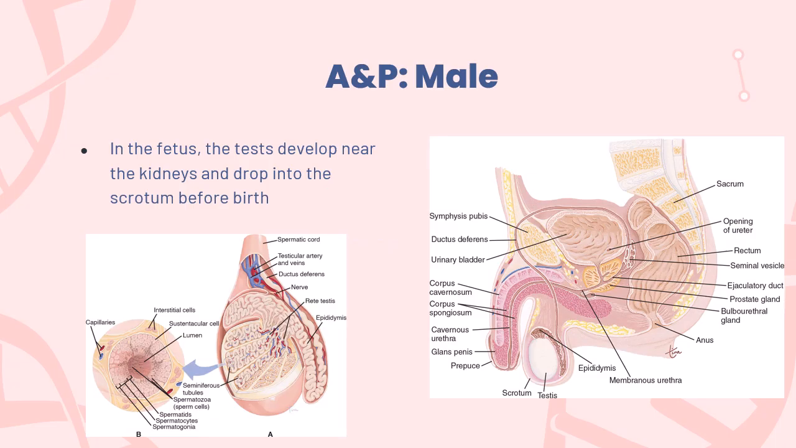All right, so just to reiterate the different models, we are back to our A&P. So we have the male. Remember, in the fetus, the testes develop near the kidneys and drop into the scrotum, usually right before birth. And it's important to make sure both testes are in the scrotum when a newborn comes out who happens to be male. Just to remember exactly where everything is, okay?